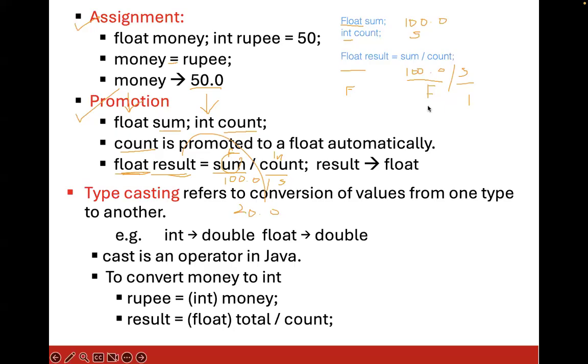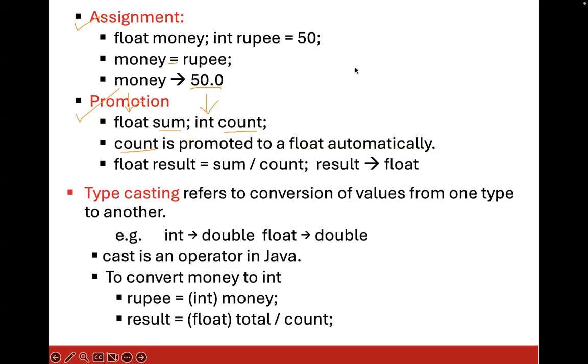It automatically wins. So the final answer is 20. It will convert it to 20.0 and then it will pass to this thing. No worry, this is also a float. So that is how this promotion will work. It checks the current situation and accordingly it will do the conversion. So in this promotion, it promoted to a float automatically.